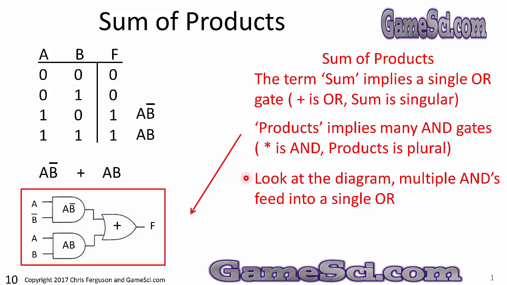Looking at the diagram, we have multiple ANDs feeding into a single OR. Sum is singular, so there's one OR gate. Products is plural, so there are multiple AND gates.